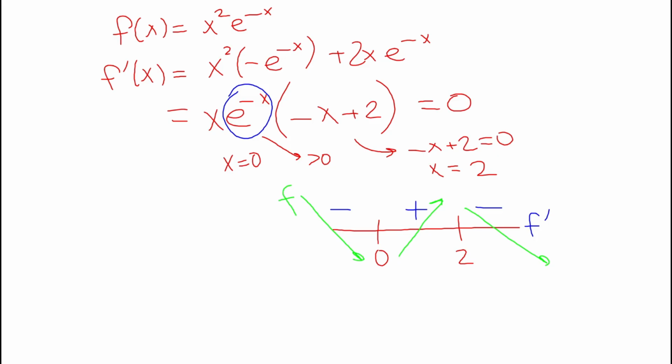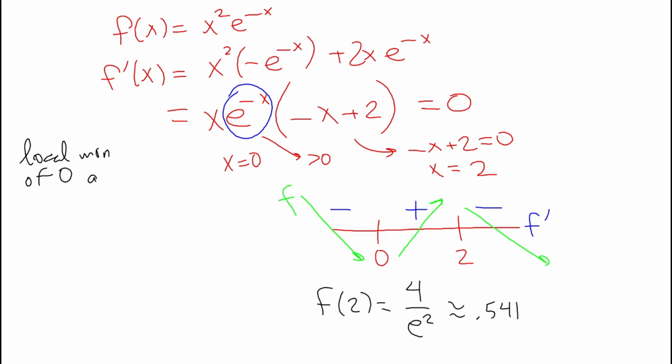We need the value at 0, which we already have. It was 0. But we do need the value at 2. If you plug in 2 into the original function, you end up getting 4 over e squared. And I'll just give you an approximation for that. It's about 0.541, right?